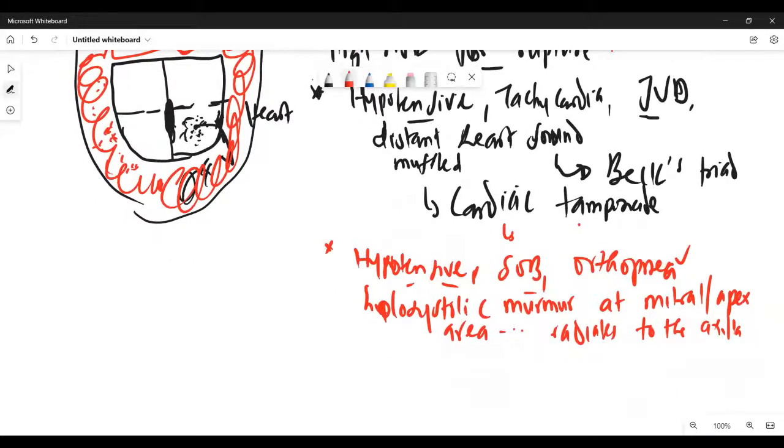What do you guys think? Very good, mitral regurgitation. So this patient is having mitral regurgitation. So why mitral regurgitation at this time? Most likely it's going to be from the papillary muscle rupture.